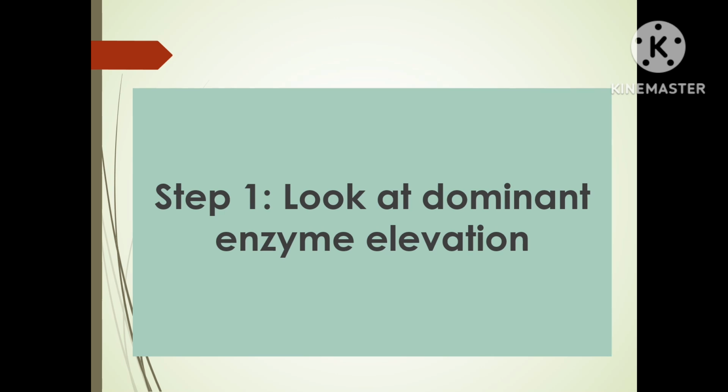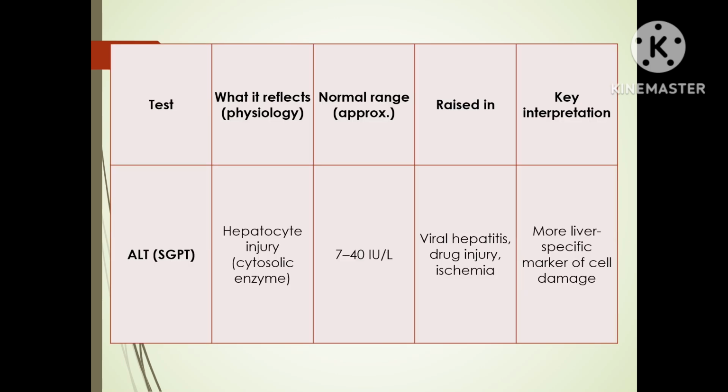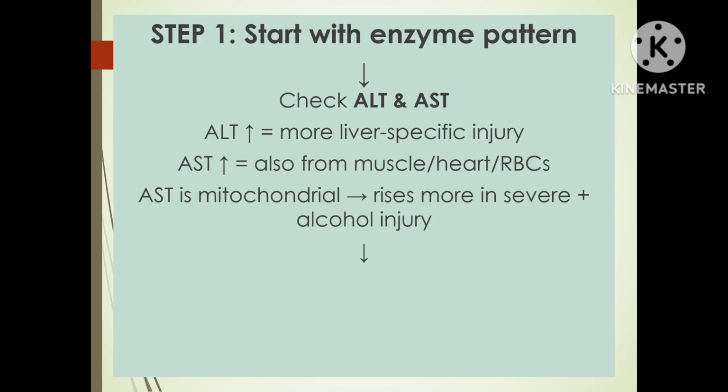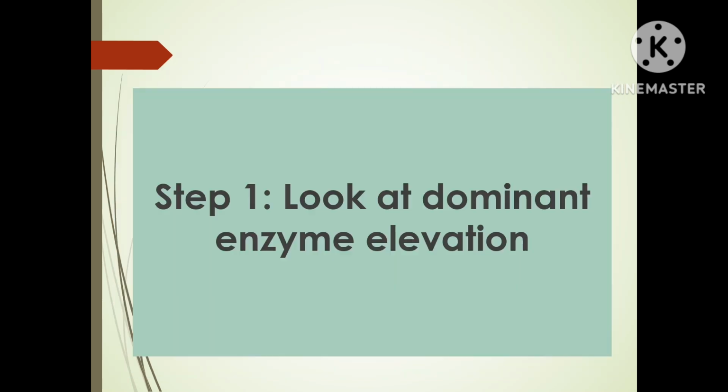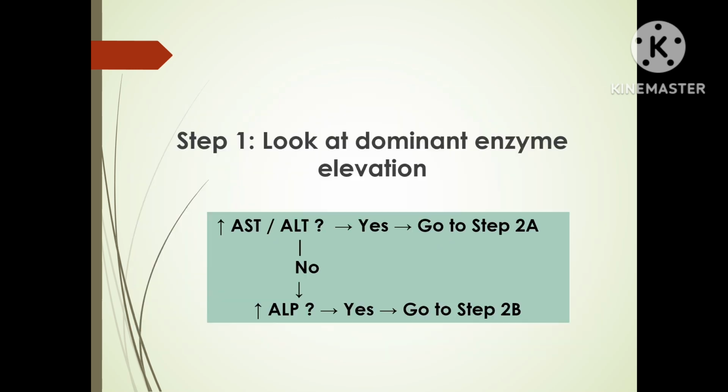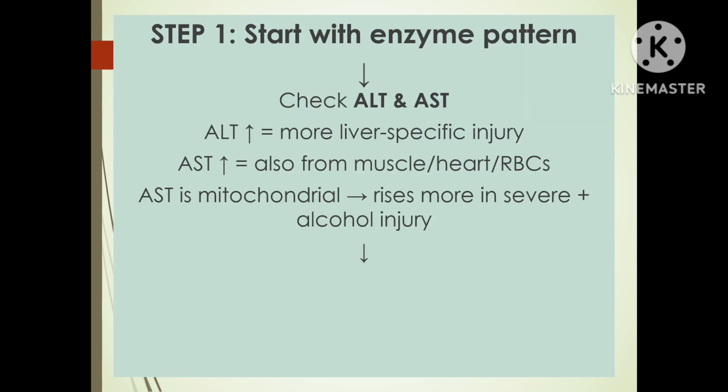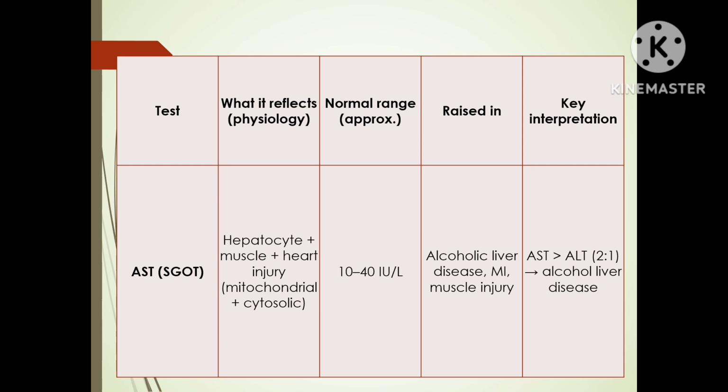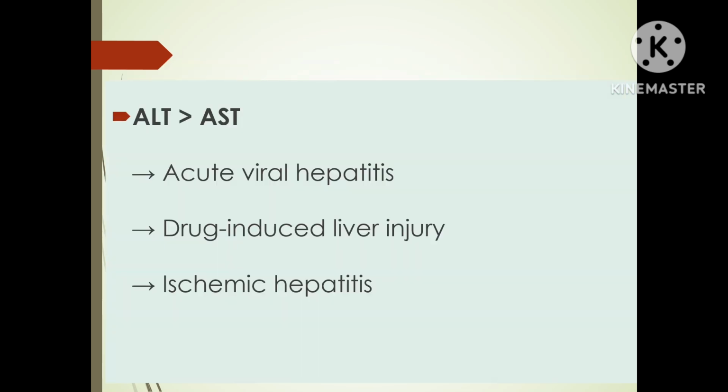We start with ALT and AST, which are the key enzymes used to detect liver injury. ALT stands for alanine aminotransferase. It is more specific to the liver, so when ALT is elevated, it strongly suggests hepatocellular or liver injury. AST stands for aspartate aminotransferase. AST is less specific because it is also found in muscles, heart, and red blood cells. So AST can rise in non-liver conditions too.